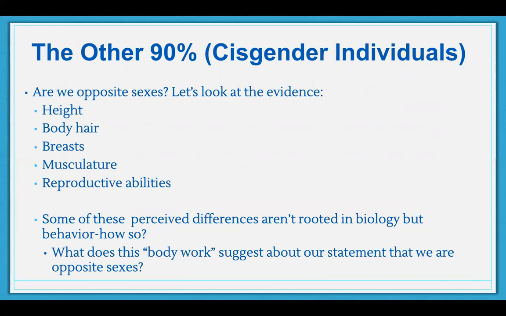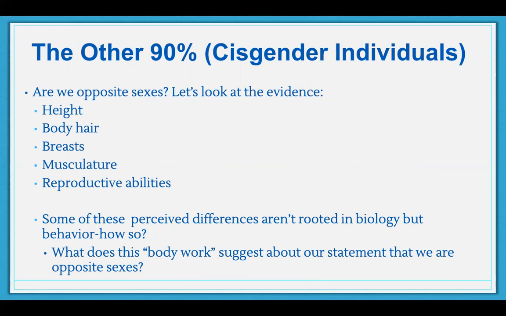That is the vast majority of us. Are we opposite sexes then? So it's like, okay, if we throw out our outliers, if we throw out our anomalies, what about the rest of us? Aren't we very different? Well, let's look and consider some of the evidence.